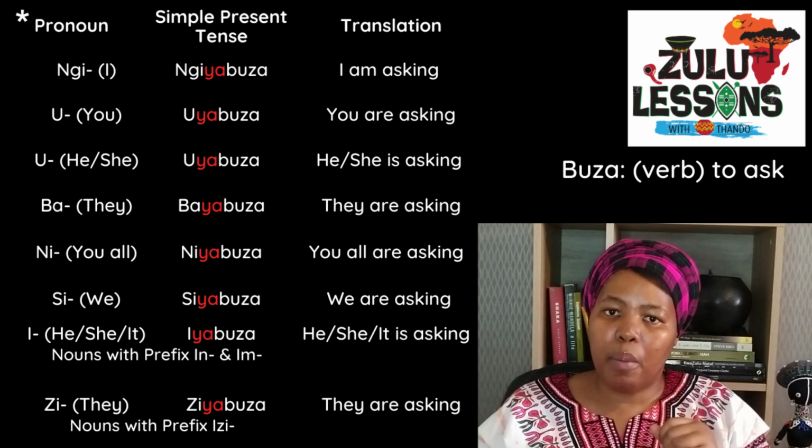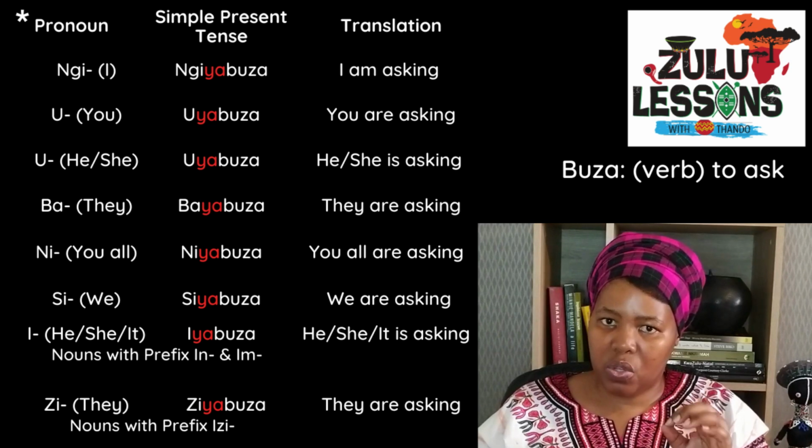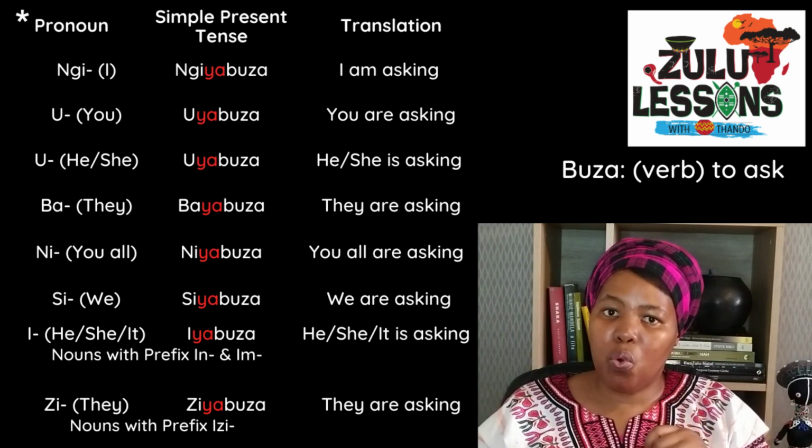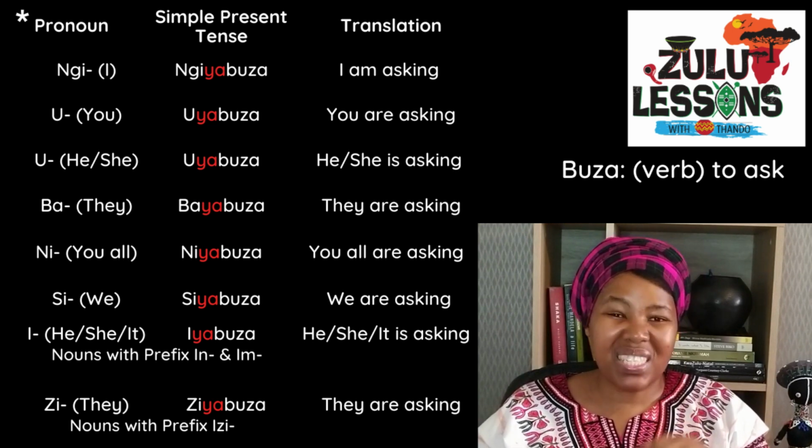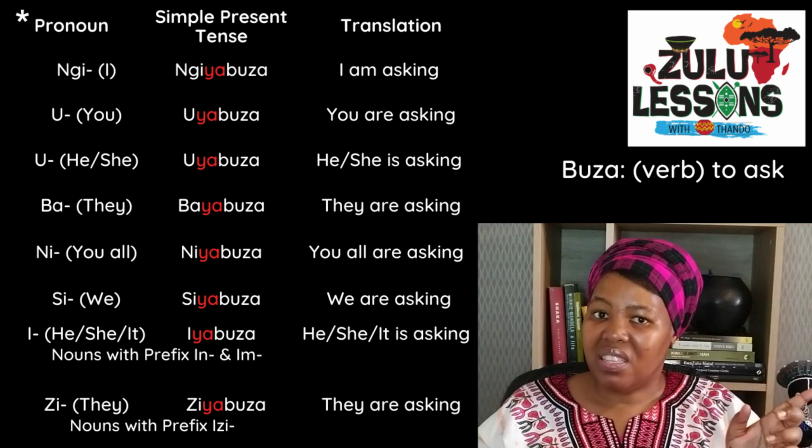Uyabuza. You are asking. Do you hear that u? Now let's hear the next u. Uyabuza. So that's he or she. She's asking. He's asking.